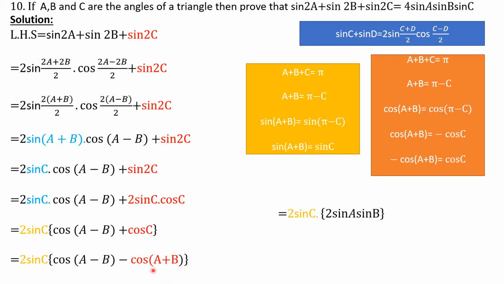And again we have learned that cos (A minus B) minus cos (A plus B) can be written as 2 sin A into sin B. This is the formula. And then when we open the bracket, we get 4 sin A into sin B into sin C, which is equal to right hand side. Proved.